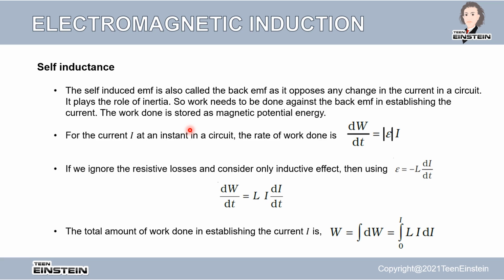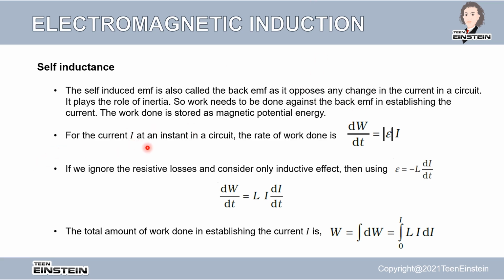So if you want to establish a steady current, for example, let's say there is zero current and I want to go to a current of I. So from 0 to I, it is a change in current basically. So the EMF is going to try to oppose this. So if I definitely want current I, I have to find some way to do work against this EMF, right? So where does this work go? This work is stored as the magnetic potential energy.